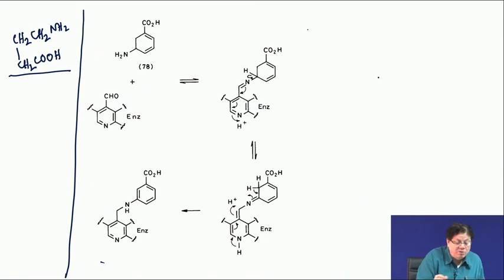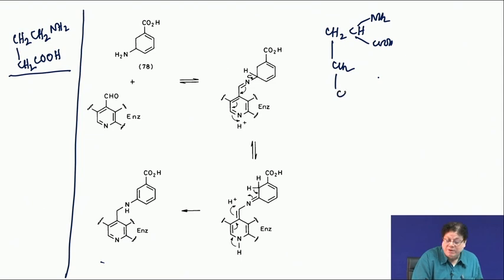So, if you have L-glutamic acid, so CH2, then CH, NH2, CO2H, and then CH2, CH, 1, 2, 3, 4, 5. So, it is CO2H. That undergoes decarboxylation. So, this is called glutamate decarboxylase, because it is decarboxylating a glutamic acid. So, what you get is what is called GABA.